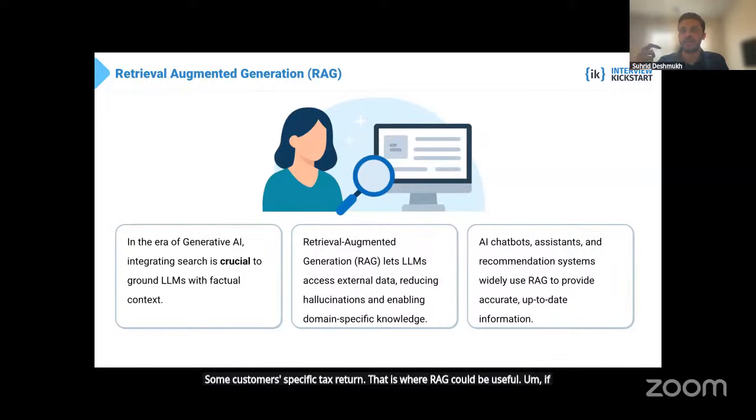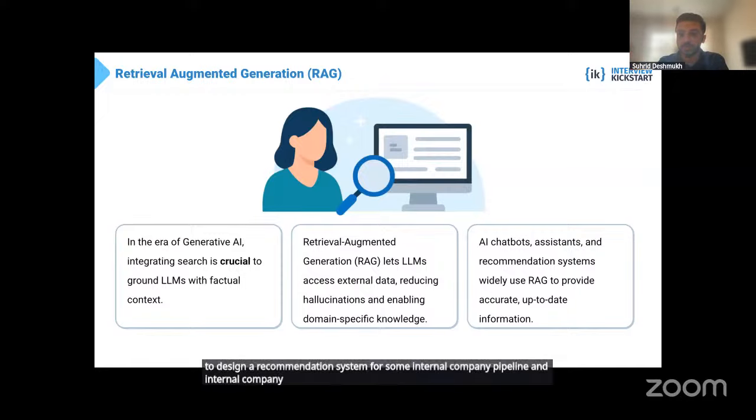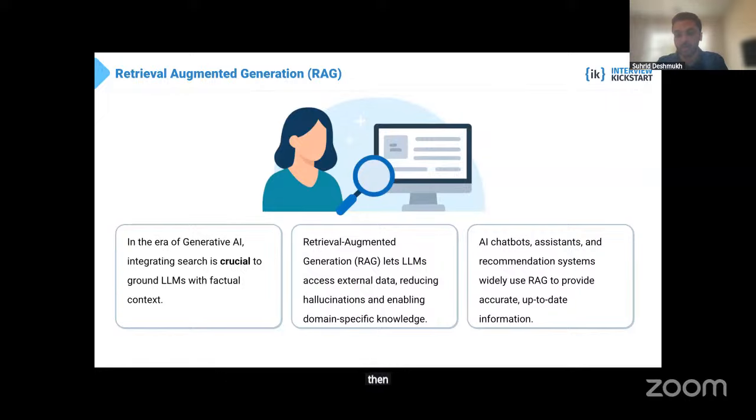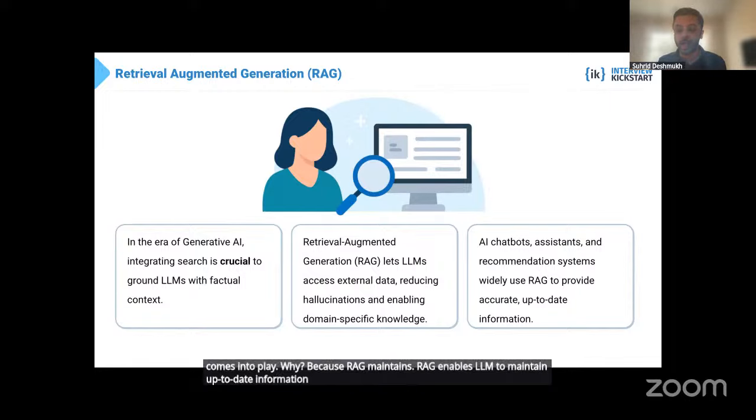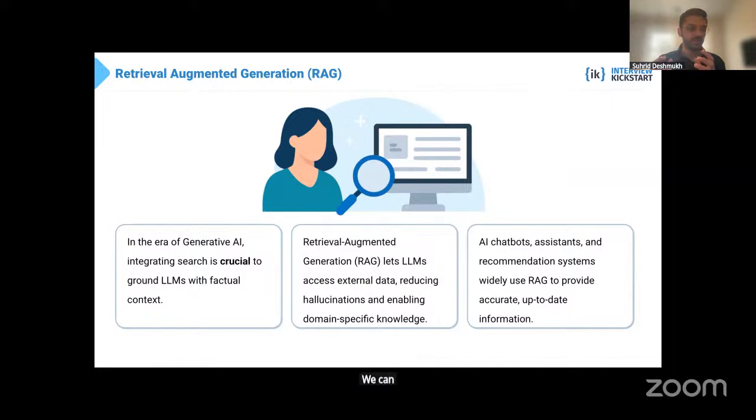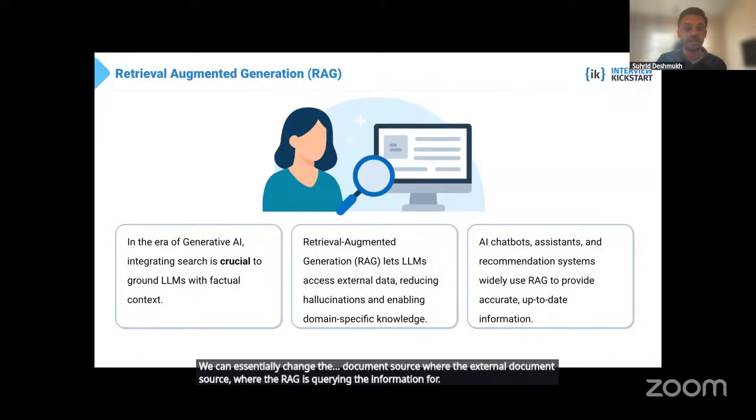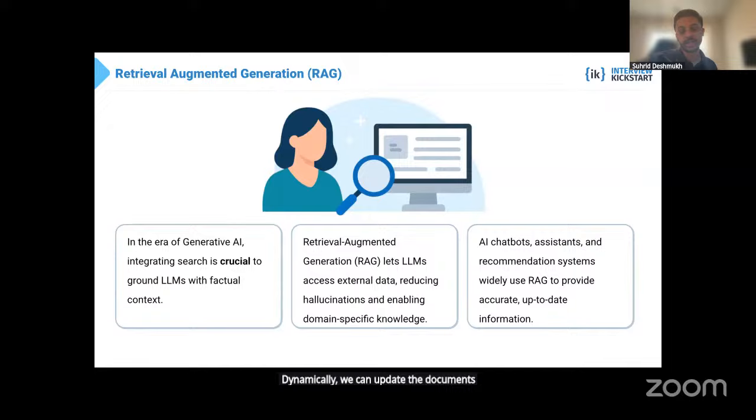If you have to design a recommendation system for some internal company pipeline and internal company demo, then that's another use case where RAG comes into play. Why? Because RAG enables the LLM to maintain up-to-date information. And how can you do that? We can essentially change the external document source that RAG is querying dynamically. We can update the documents, delete the documents. We can tell the RAG system that these things have become outdated, don't focus on them, and so on.